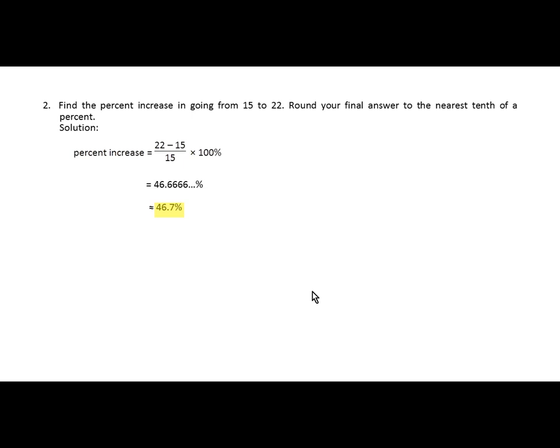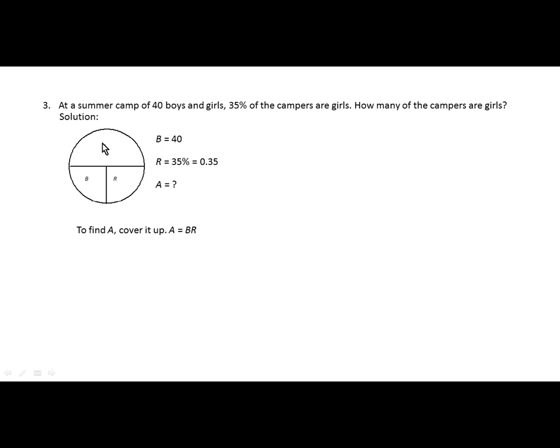Okay. So 46.7%. Number 3. At a summer camp of 40 boys and girls, 35% of the campers are girls. How many of the campers are girls? So this is not a percent increase or decrease. So for our solution, we draw our circle. I'm not looking for R, I see the percent symbol. Now, the whole is all the boys and girls, so that's 40. My R is 35%, 0.35. The girls are part of the whole, so I'm looking for A, which I don't know. So A is B times R. So I'm going to have 40 times 0.35, 14 girls.